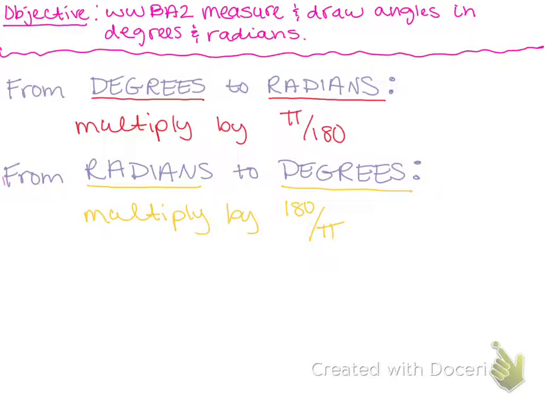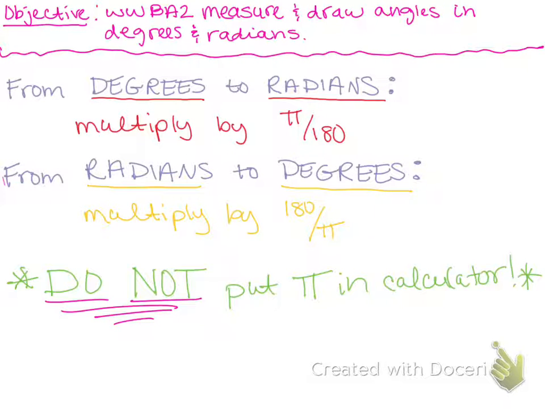But here's something you need to remember. Do not put pi in the calculator. We don't want to use pi as a number in our calculations. We want it to be in our final answer. Radians have to have pi in their final answer. So don't put pi in the calculator, use 1 instead. Okay? So let's do a couple of examples to see how we convert from degrees to radians and radians to degrees.